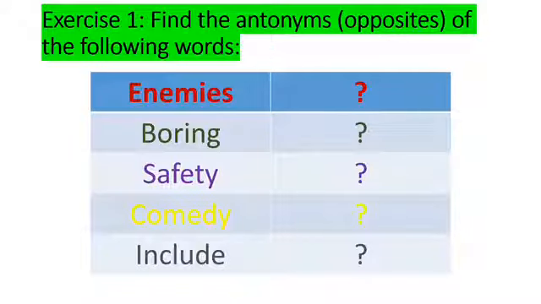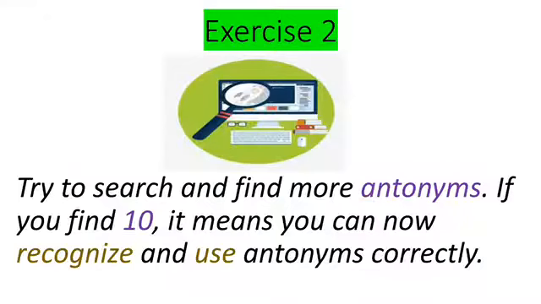Exercise 1. Find the antonyms or opposites of the following words: enemies, boring, safety, comedy, include. Use your dictionary or the internet. Exercise 2. Try to search and find more antonyms. Again, use the internet. If you find 10, it means you can now recognize and use antonyms correctly.